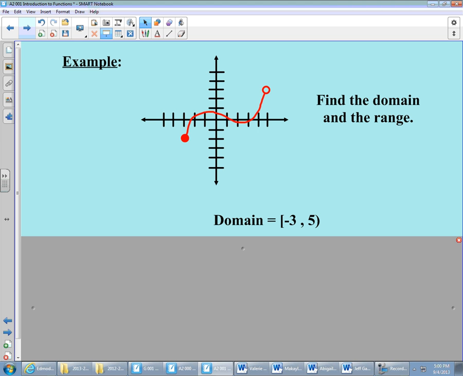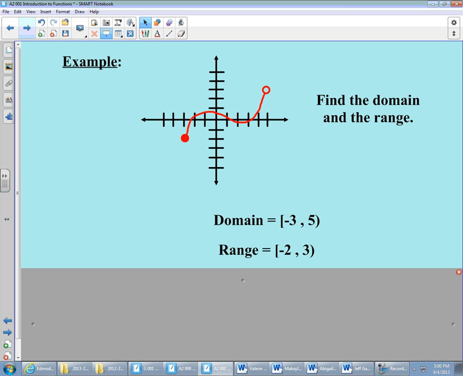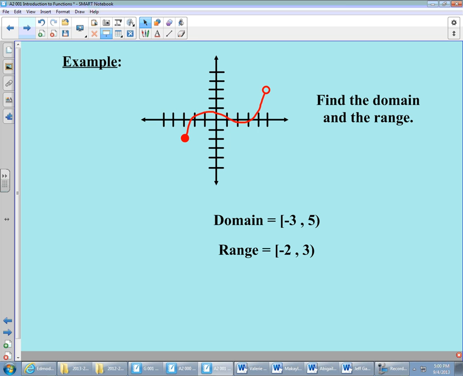On the range, coming up the y-axis, the first time we see the graph is at, I'm sorry, -2, and it's closed on -2, and then it continues on to +3, where it is open. So your range should have been bracket -2, comma 3, parenthesis.